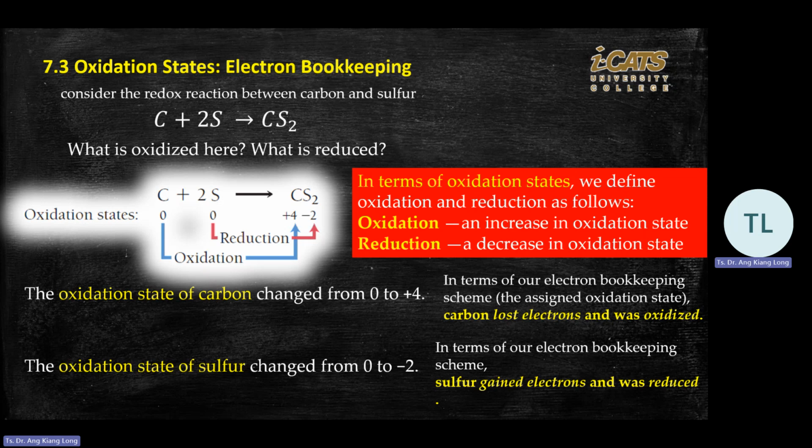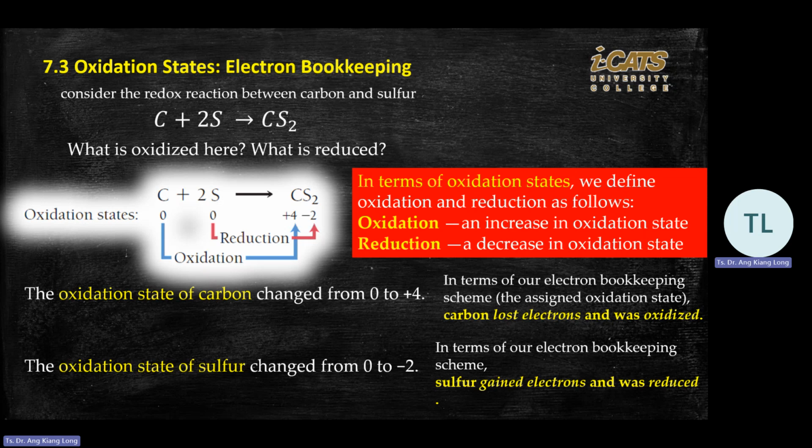Then the second definition is loss or gain of electrons. If you lose or give away electrons, it is oxidation. If you receive electrons, it is reduction. The third definition uses oxidation number. If the number becomes more positive, it is oxidation. If the oxidation number becomes more negative, then it is reduction. Once you are clear on all this, you can do the chapter 7 questions.